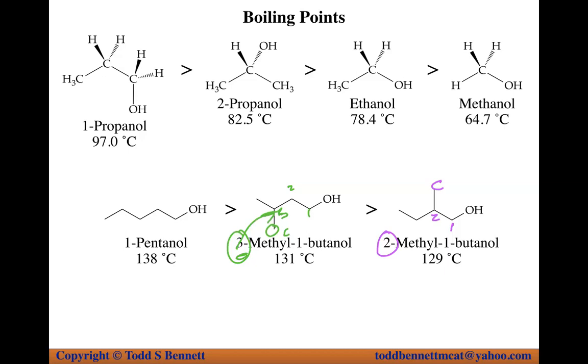So this is what's known as branching. And the impact of branching is to make it harder for things to pack together. So the more branching you have, the more it's going to reduce the intermolecular forces, the more it's going to reduce boiling point, melting point, and so forth. Okay, feeling pretty good about this.